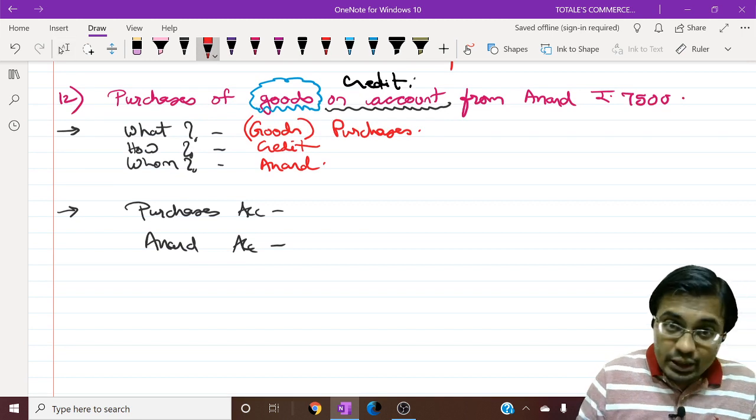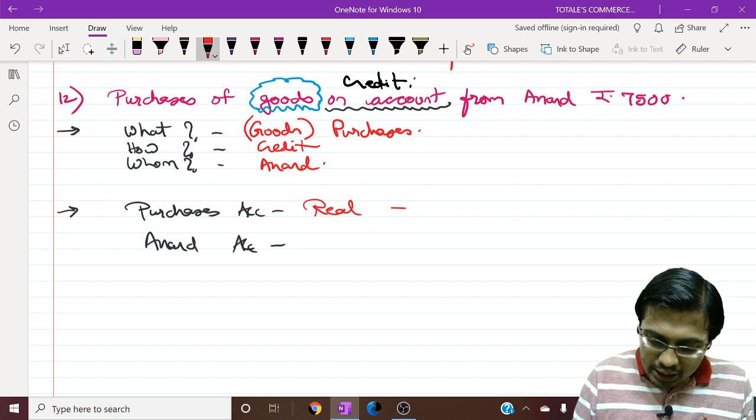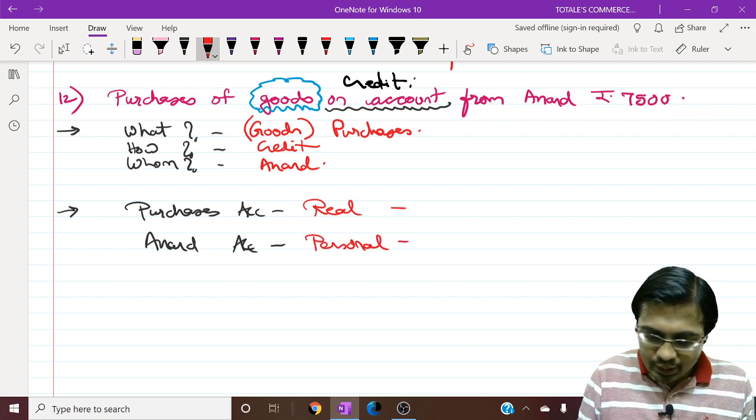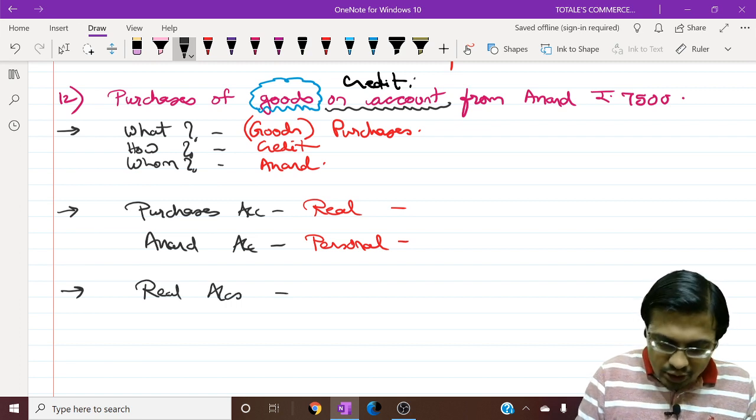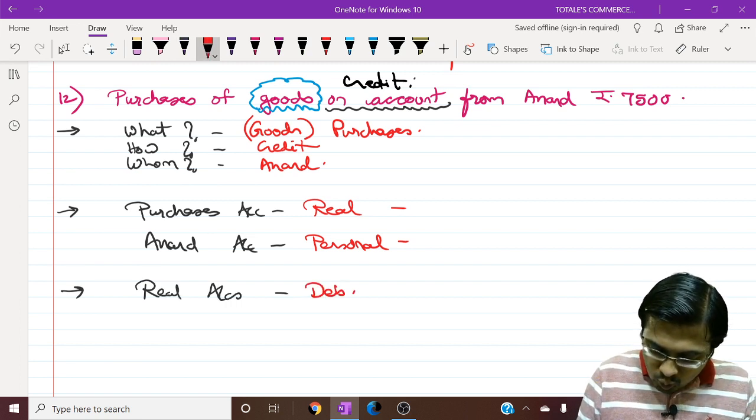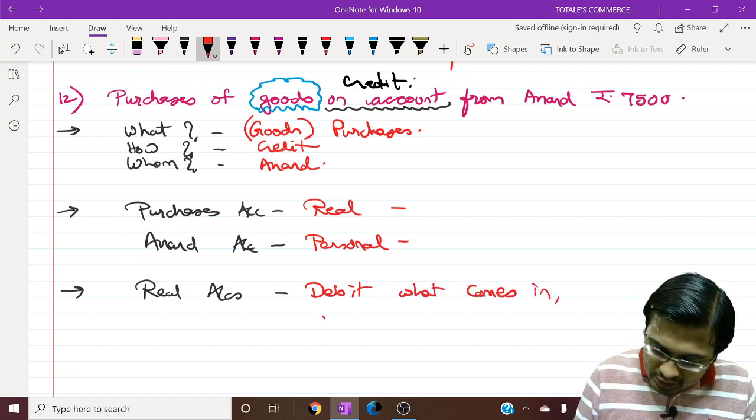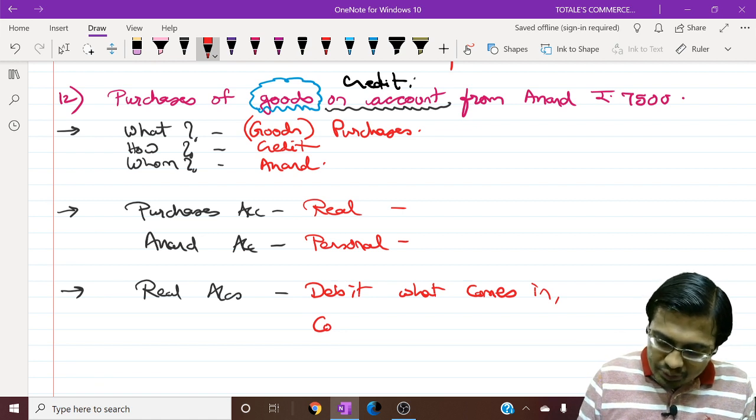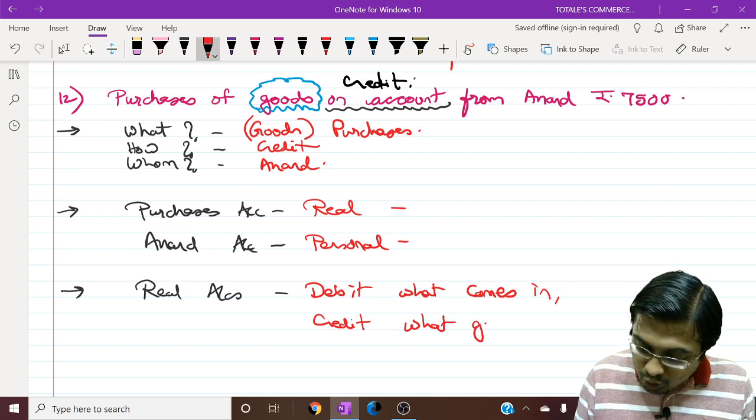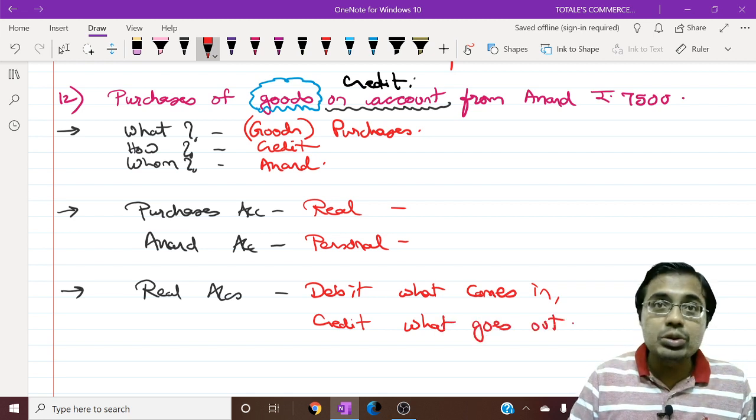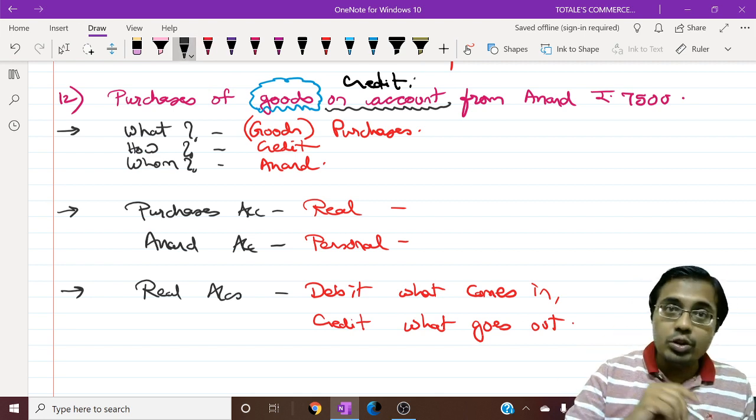Again, now what are the types of accounts? Purchases is real, as all of us know, and Anand is personal. Let's move on to the rules for real accounts. Now, what are the rules for real accounts? Debit what comes in and credit what goes out. I agree, my friends. Some of you might be feeling, sir, we are doing the same thing again and again. But that is so very important. I want you to understand, because you need to see to it that these rules get into your blood, not just into your brains.